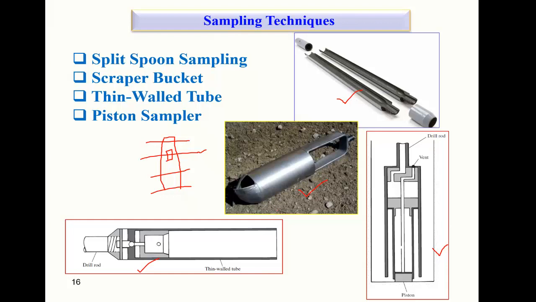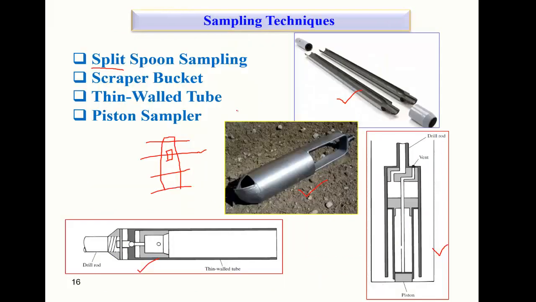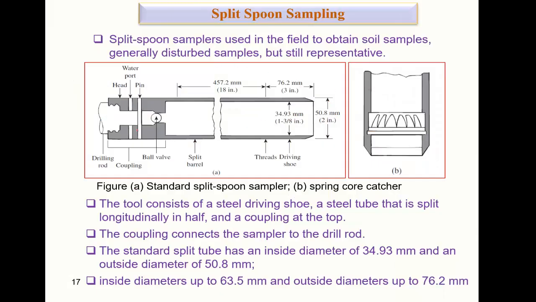We can look into the split spoon sampler first. What is the meaning of split? Breaking into half. Yeah, so it's a kind of separation, right? Here you can see this is the real picture of a split spoon, and this is the cross section of the split spoon.